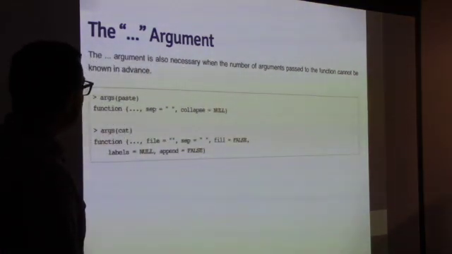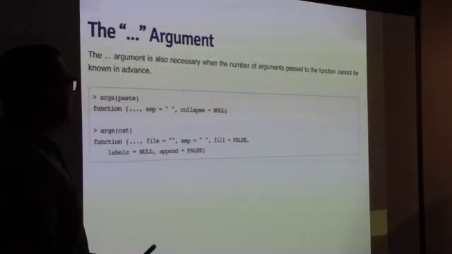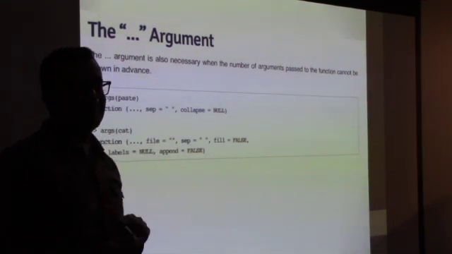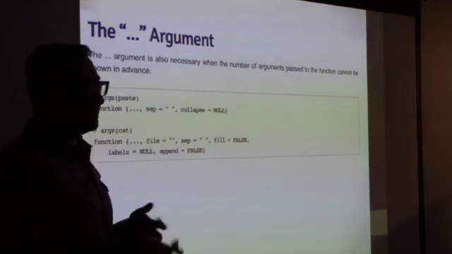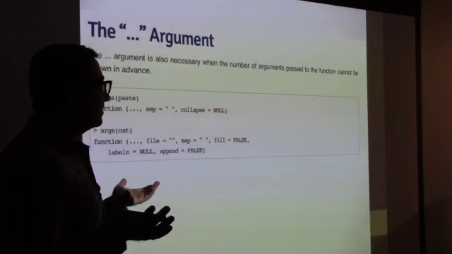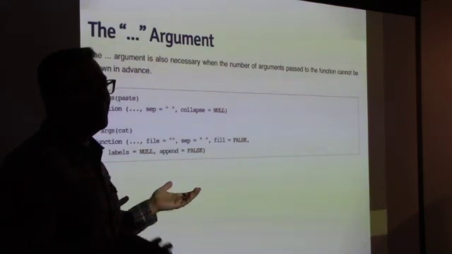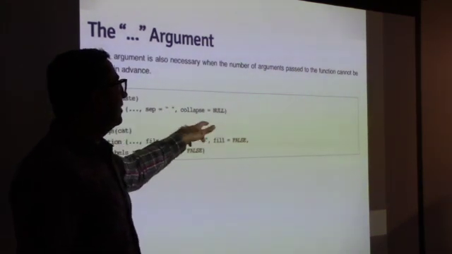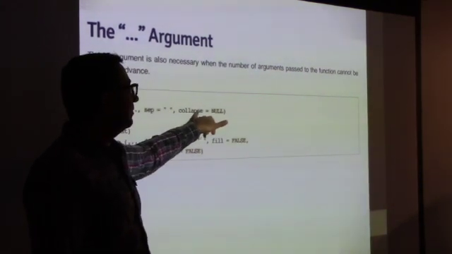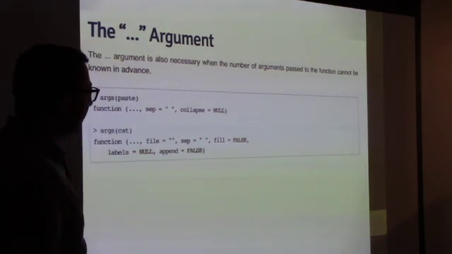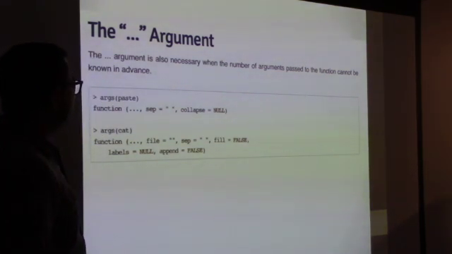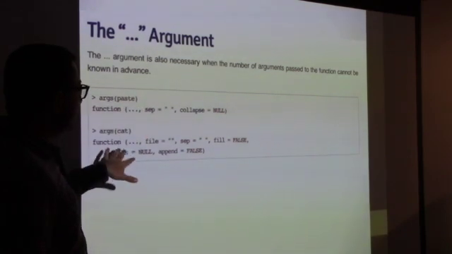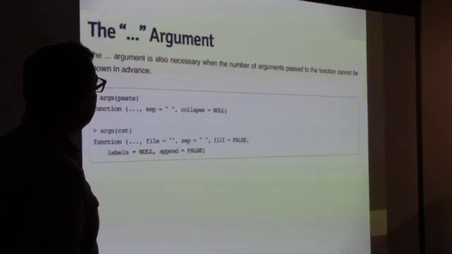So here's another example, a function called paste, where the first argument is dot dot dot, meaning we don't know how many arguments are going to be there. But we know that we want them separated by a separator, whatever that character is, and whatever collapse we want, whether we want collapse NULL or not. So paste or cat, these functions have these as arguments.